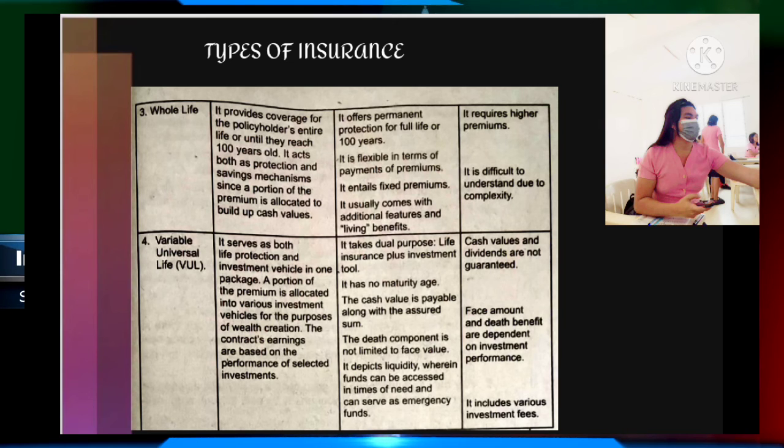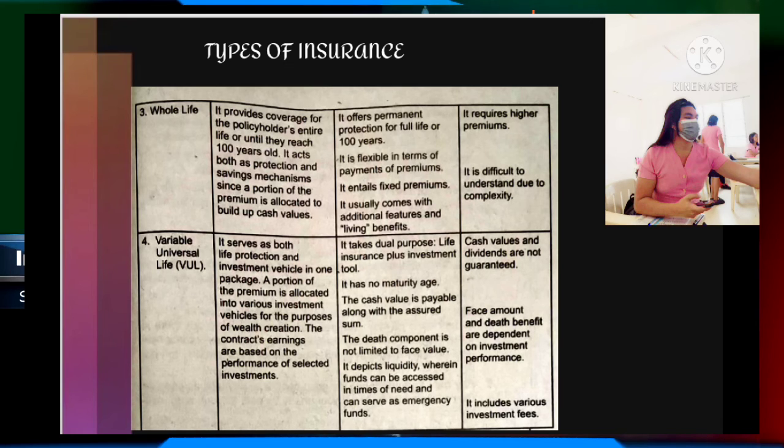The characteristics: it serves as both life protection and investment vehicle in one package. A portion of the premium is allocated into various investment vehicles for the purposes of wealth creation. The contract's earnings are based on performance of selected investment. The advantage: it has a dual purpose, life insurance plus investment tool.